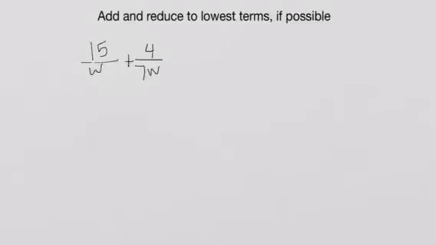This one has 15 divided by w plus 4 divided by 7w. First thing we have to do is find that LCD. In this case it's 7w. So instead of 15 over w, we want something over 7w. The second one is already over 7w, so there's nothing to change there. Now, how do I go from a w to a 7w? Well, I'll multiply it by 7.